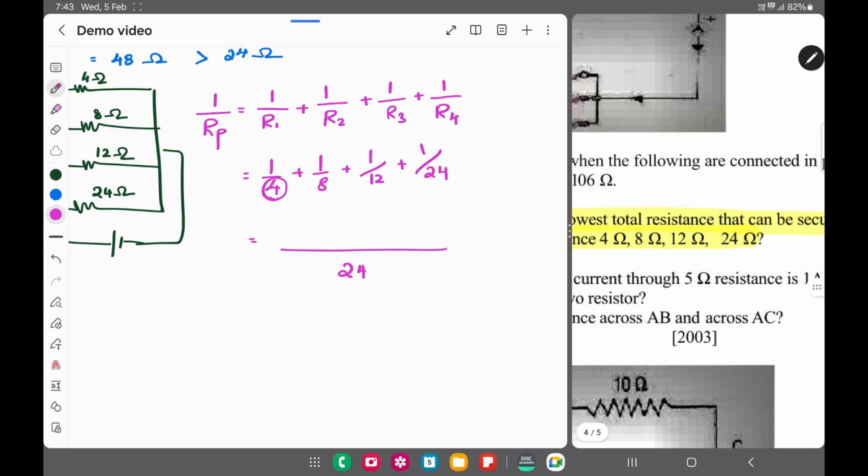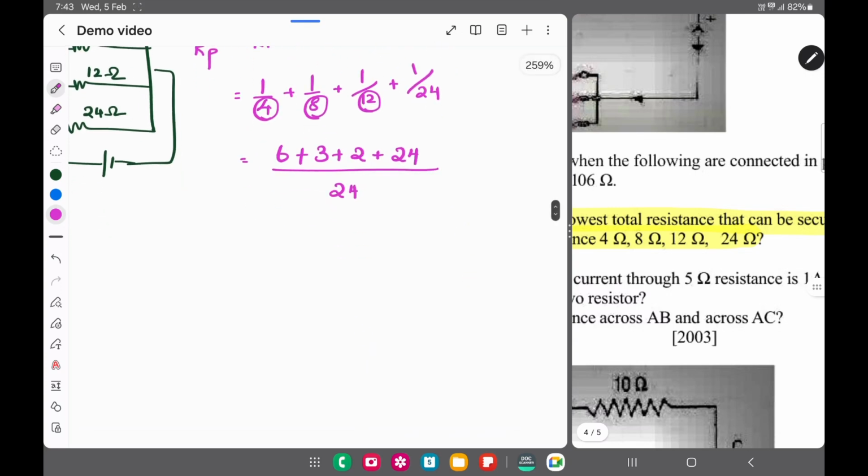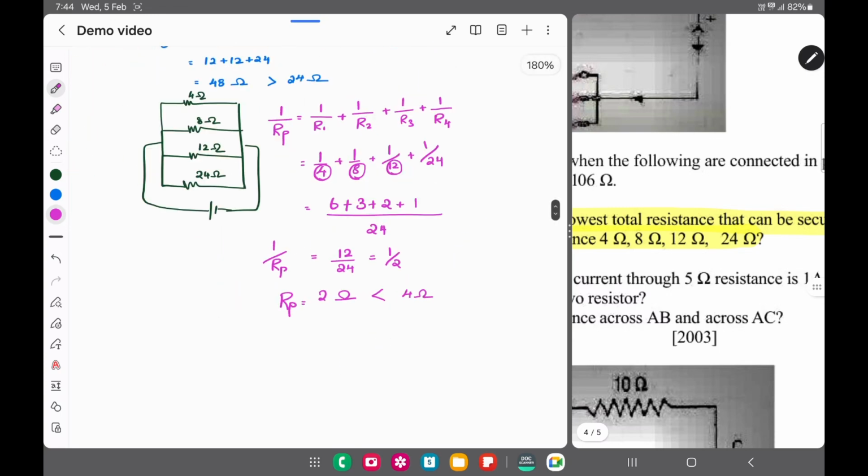So 4 times 6 is 24. 8 times 3 is 24. 12 times 2 is 24. And 24 times 1 is 24. Right? So if you add all these, you will get 12 by 24, which is 1 by 2. This is the reciprocal of the equivalent resistance in the parallel combination. So for RP, you have to reciprocate it again, so you will get 2 ohm. As I said, it is of course less than the smallest individual resistor.